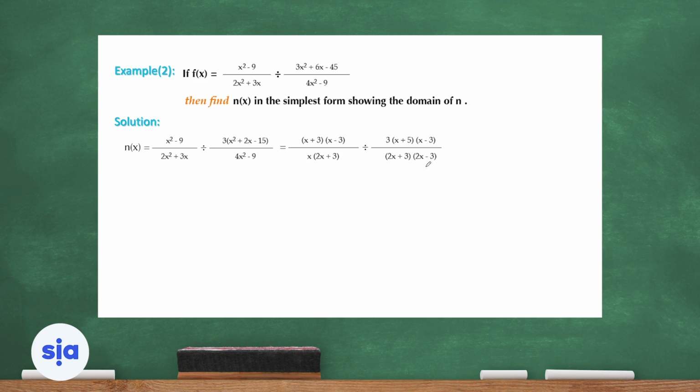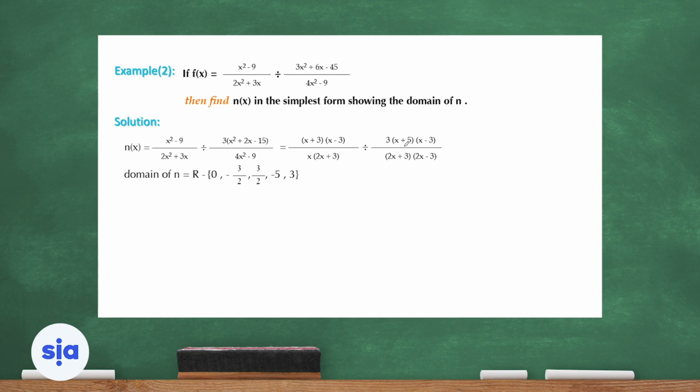Before you do the keep change flip, you need to find the domain. The domain in this case is all real numbers except for 0, negative 3 over 2, and positive 3 over 2. Don't forget the second numerator, as when we flip it, it becomes a denominator.